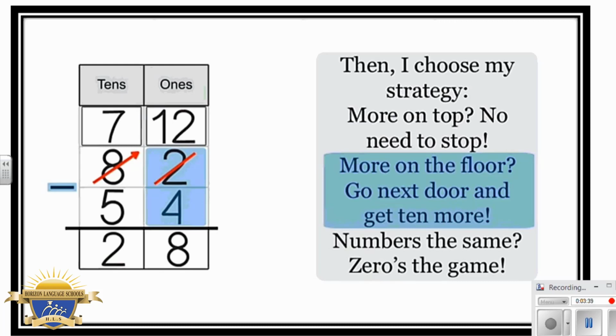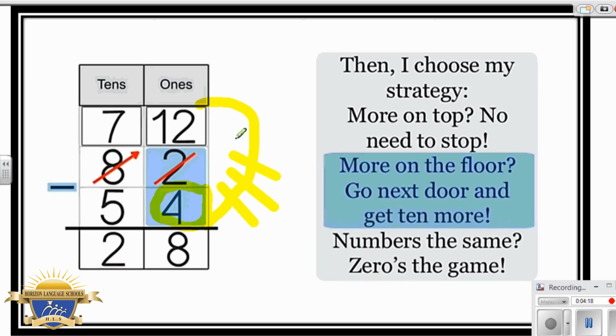I will go to the next door and I will knock. Please, can you give me 1? And it will say yes, I will give you. So the 2 becomes 12 and 8 becomes 7. 12 minus 4, circle the small number when we subtract, which is 4, and we will count after 4 till we reach 12. After 4, 5, 6, 7, 8, 9, 10, 11, 12.